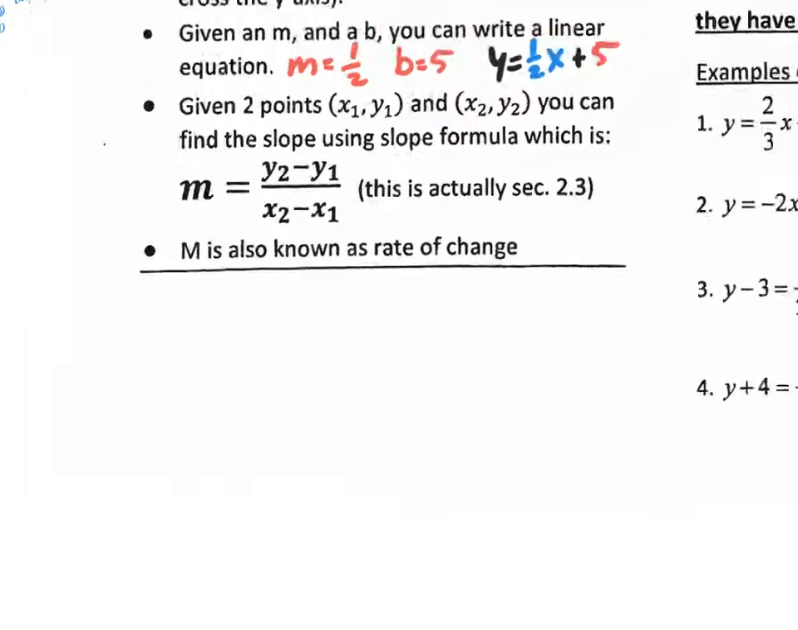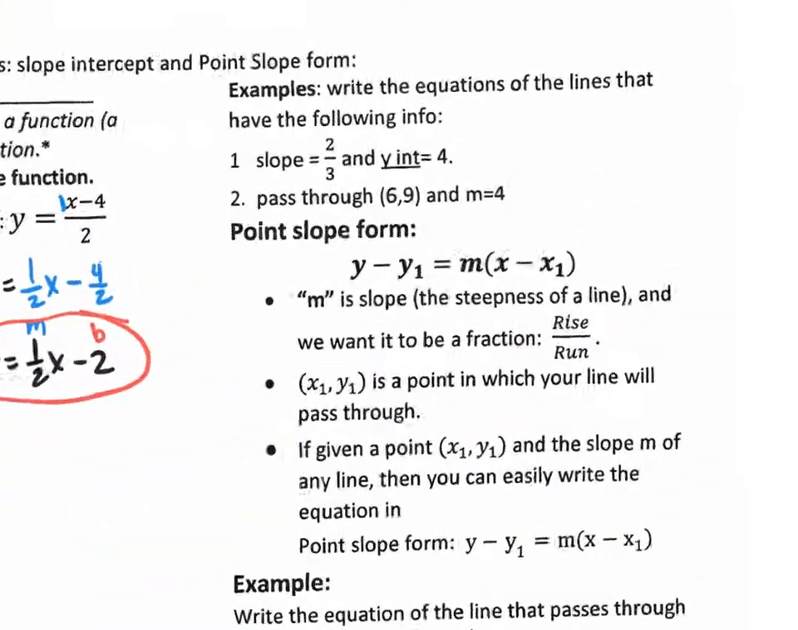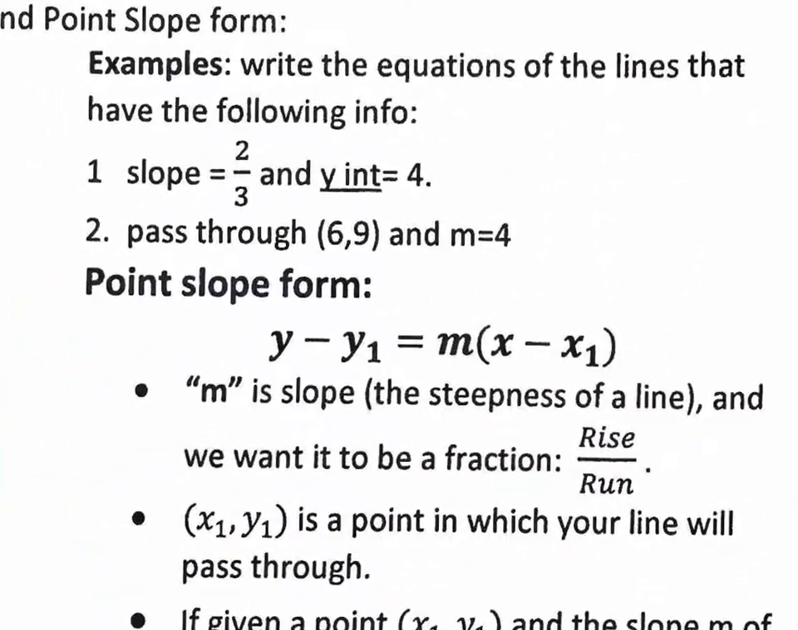It'll be pretty easy. So let's jump up here to the top right part of our handout. There's 2 examples. Example number 1. The slope is 2/3 and the y-intercept is 4. Let's write the equation in slope-intercept form. What's that going to be? Y equals what?